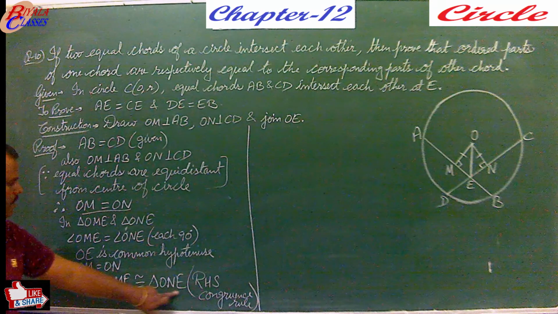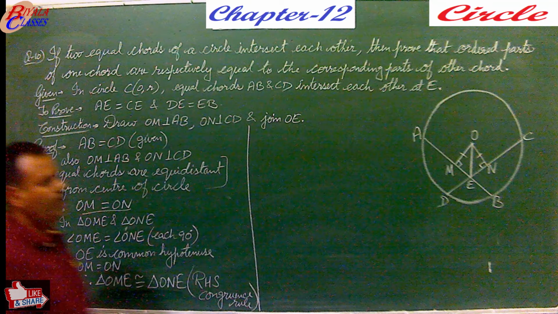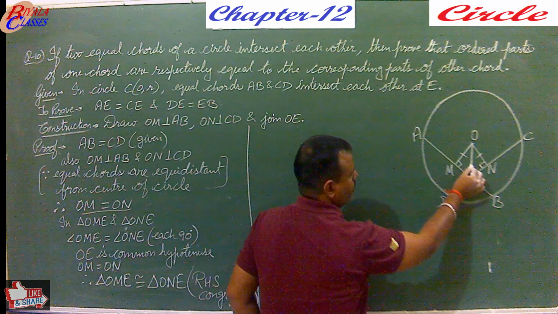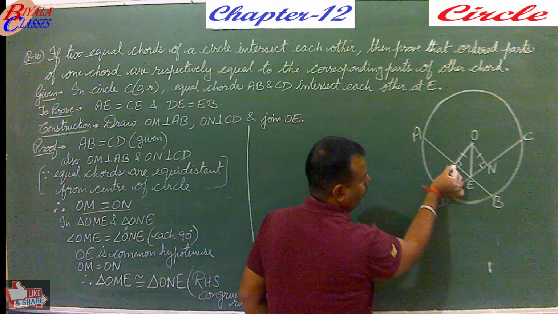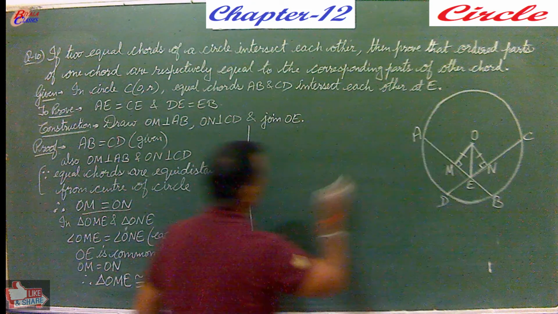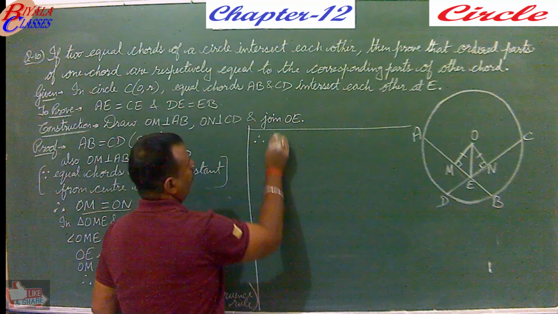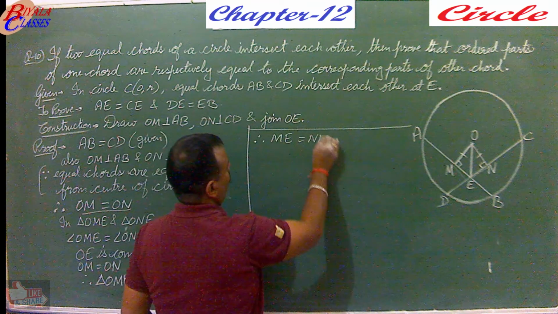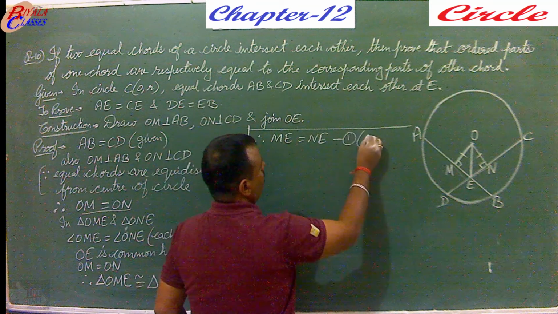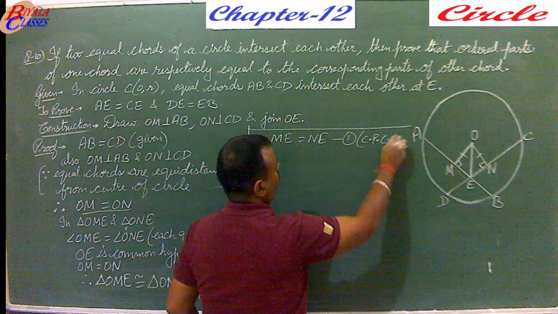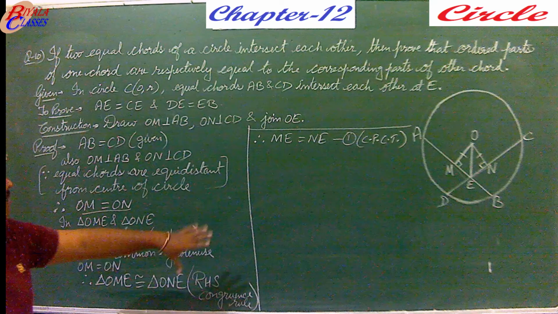Now if the two triangles are congruent, then the corresponding parts of these will be equal. So this side is already common, and we have already proved that these are equal. Then the third sides, that is ME and NE, will be equal. Therefore, ME is equal to NE. So this is the first part. And why are they equal? They are the corresponding parts of congruent triangles. So up to this it is clear now.